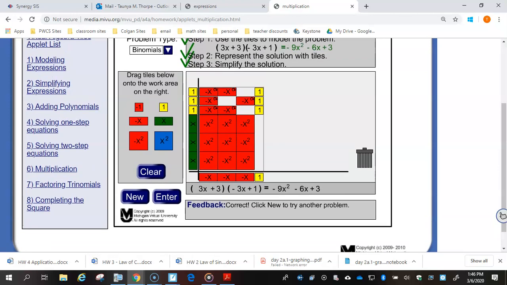How much do we have left inside here? We know it's negative 9x squared. How many x's do we have? Negative 6. How many ones do we have? So negative x squared minus 6x plus 3 would be the answer to multiplying these two together. We're going to do another one.